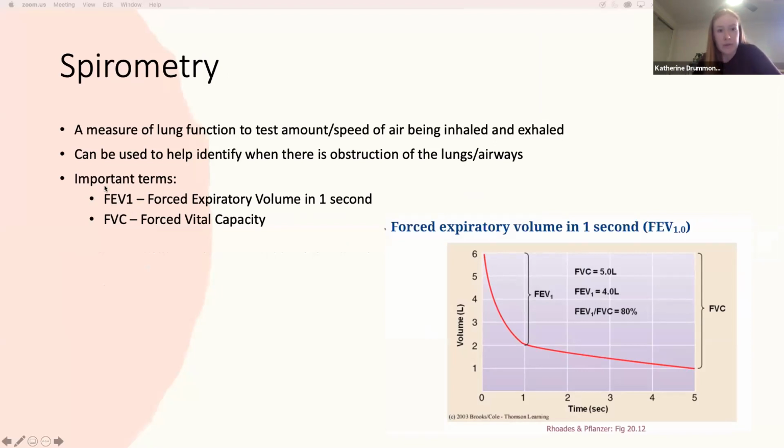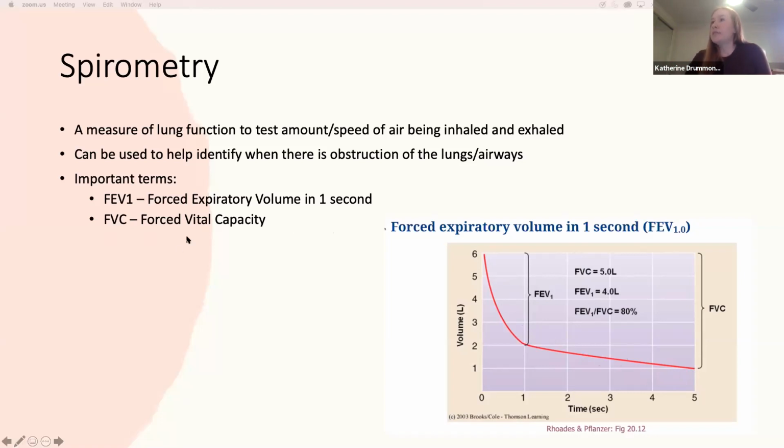FEV1, which I noticed was on one of your diagrams, is forced expiratory volume in 1 second. So when we do spirometry, it's an experiment where you breathe normally to set a baseline for a period of time, and then you take a deep breath in, and then you breathe out as hard as you can. And what we can see in this image is that whole process of breathing out as the volume in our lungs gets smaller. So FEV1 is basically how much air we can get out when we breathe out as hard as we can in a period of 1 second.